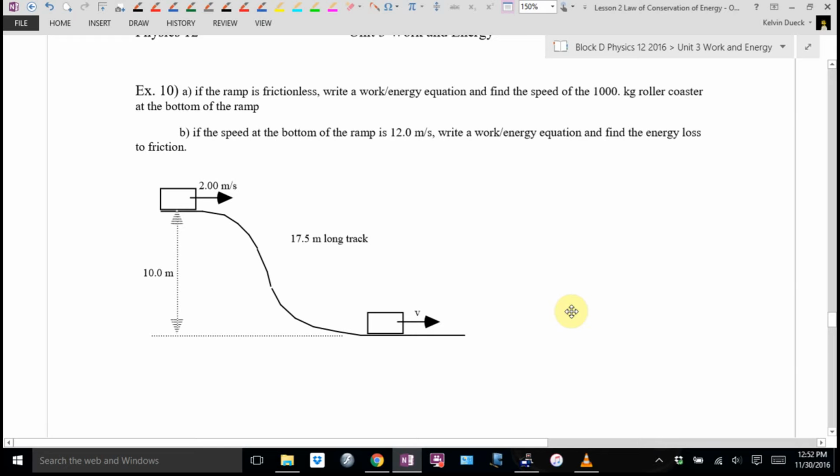Oh, roller coasters. I like this question. If the ramp is frictionless, write a work energy equation and find the speed at the bottom of the ramp. That's part A.